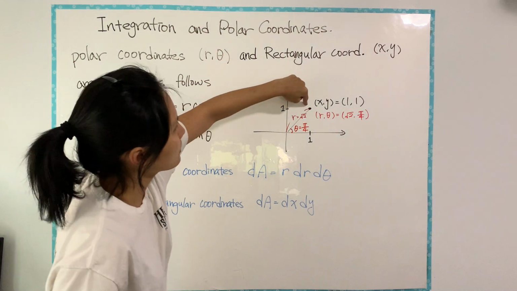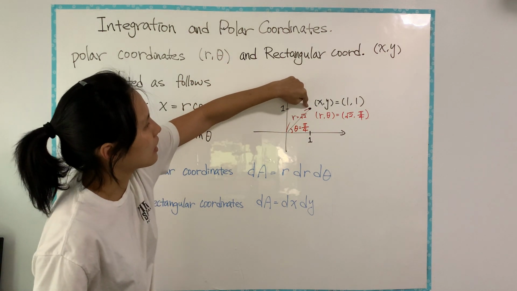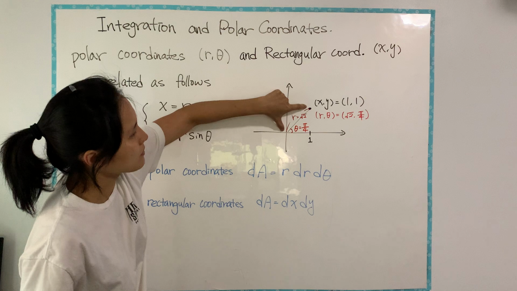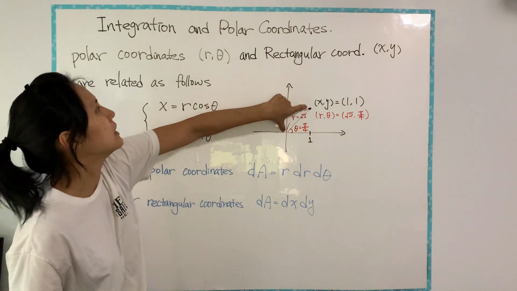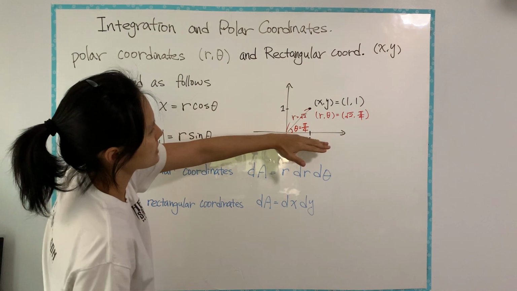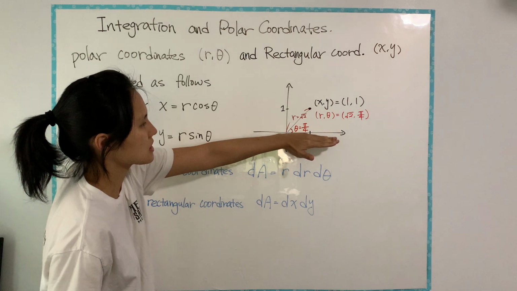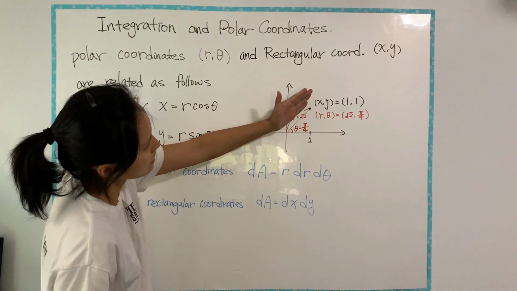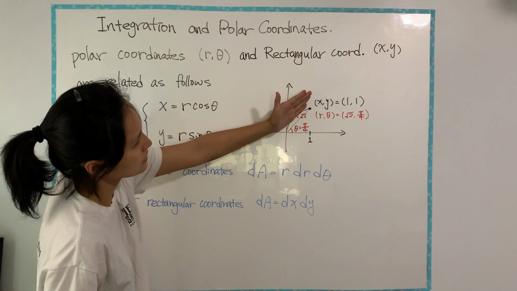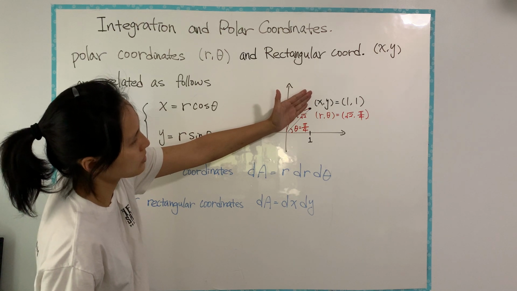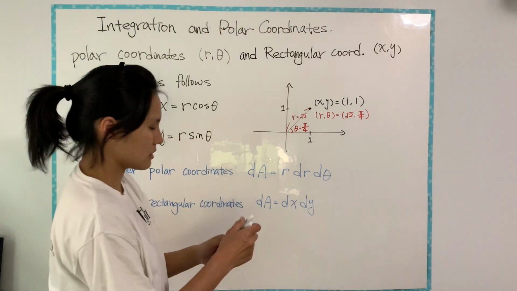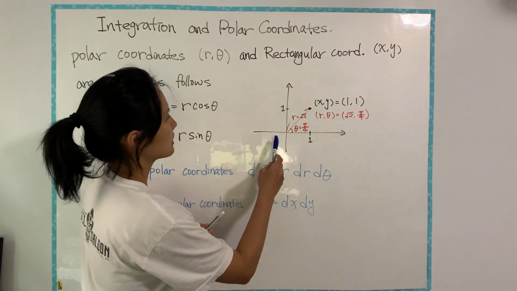If I have a point here on the plane, r refers to the distance from the point to the origin. Theta will represent the angle from the positive x-axis to the line segment connecting the origin and the point. Let me give you an example here.